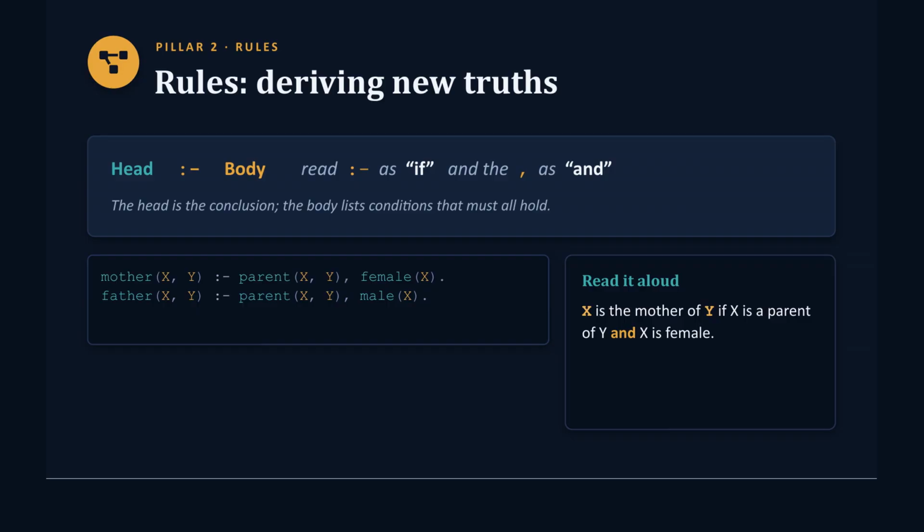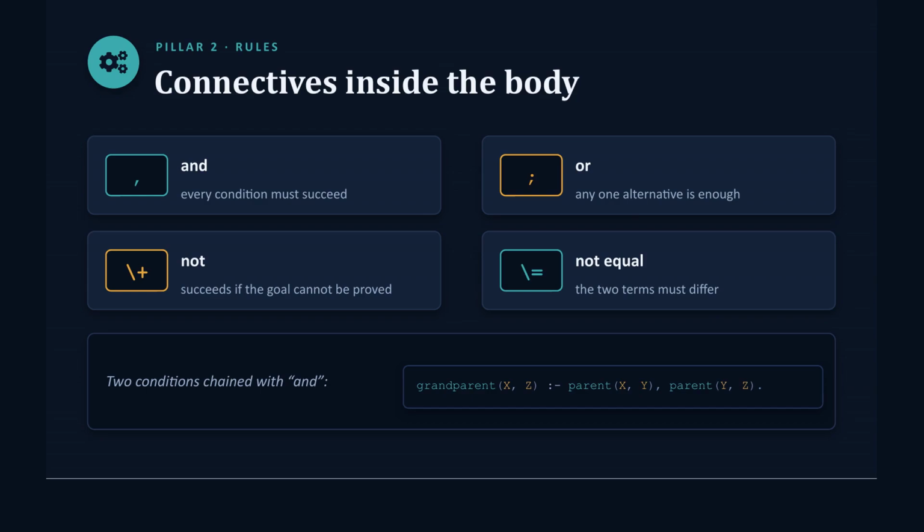a single mother fact. Inside a rule body you combine conditions with a small set of connectives. The comma means and, every condition must succeed.